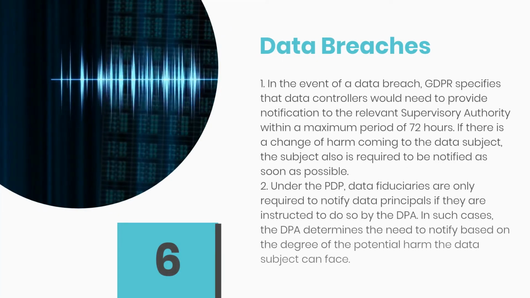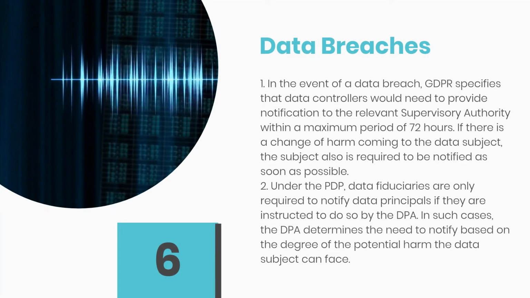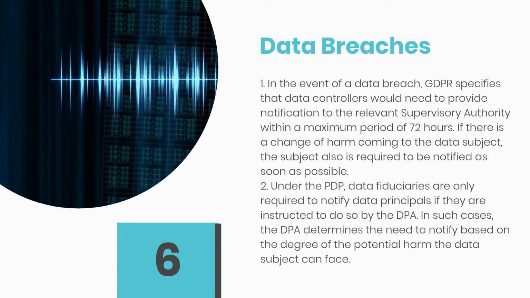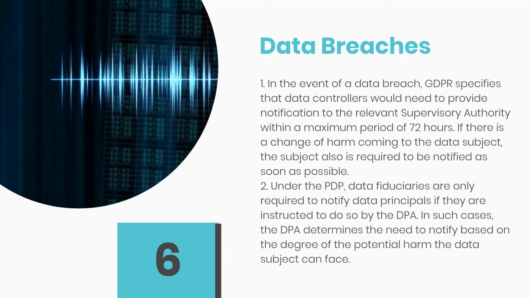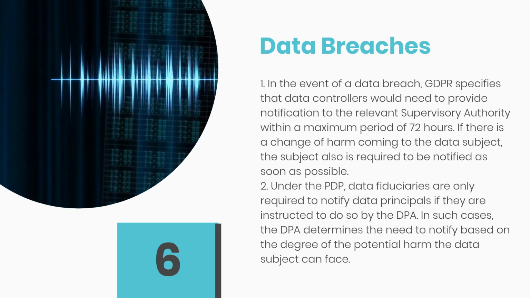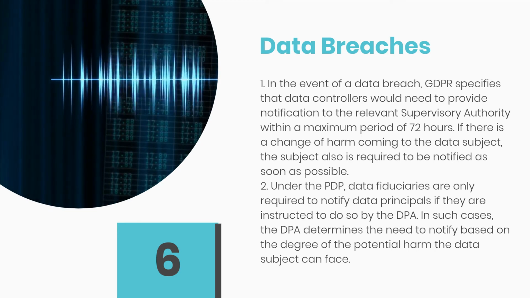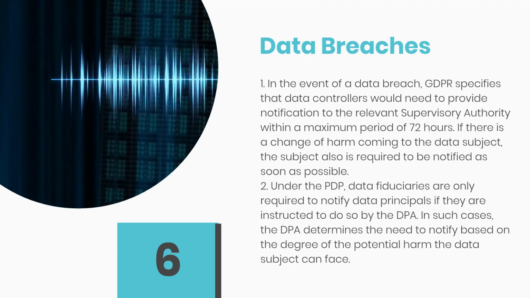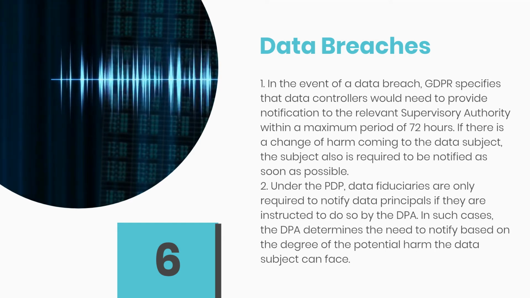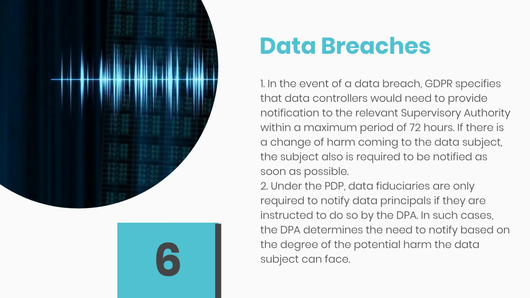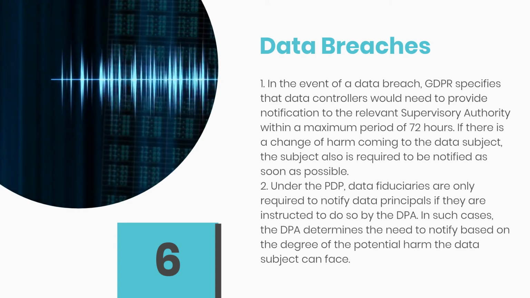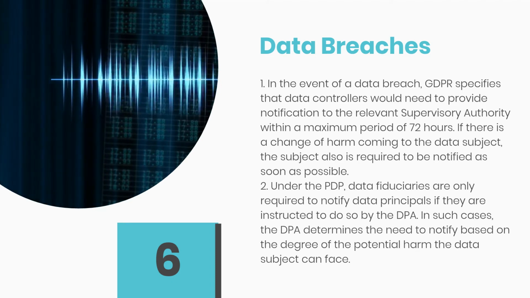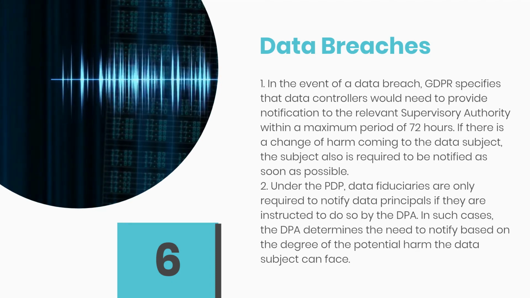Data breaches. In the event of a data breach, GDPR specifies that data controllers would need to provide notification to the relevant supervisory authority within a maximum period of 72 hours. If there is a chance of harm coming to the data subject, the subject also is required to be notified as soon as possible. Under the PDP, data fiduciaries are only required to notify data principals if they are instructed to do so by the DPA. In such cases, the DPA determines the need to notify based on the degree of the potential harm the data subject can face. This is the main point of difference from GDPR, where every breach needs to be reported to the supervisory authority unless there is a negligible chance of risk to the data subject.